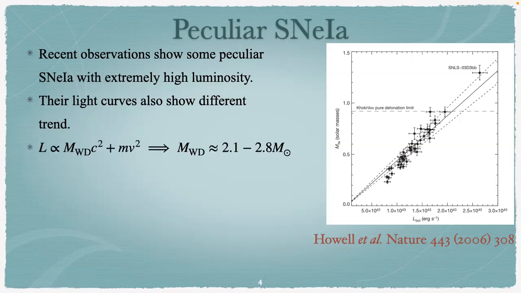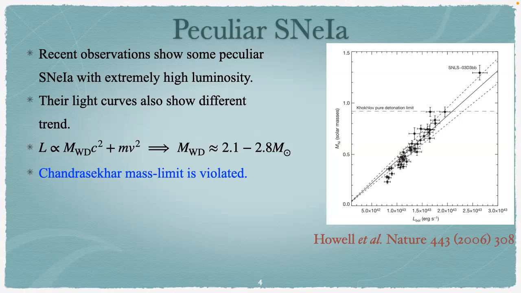So you can indirectly calculate how much the white dwarf mass should be to obtain that much nickel mass or that much luminosity. You can do some kind of inverse calculation. You can show that all these 15, 16 type 1a supernovae that have been observed have to be bursts of white dwarfs of roughly 2.1 to 2.8 solar mass. And clearly, the Chandrasekhar mass limit is strictly violated because it's much over 1.4 solar mass.